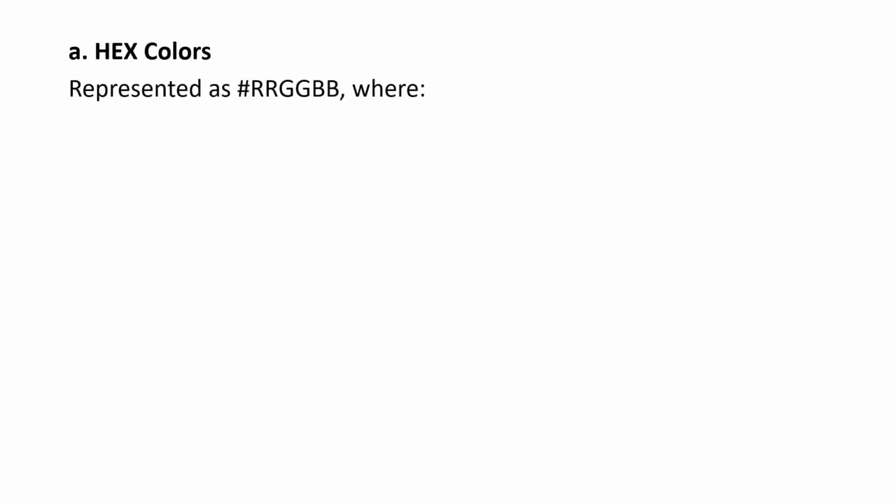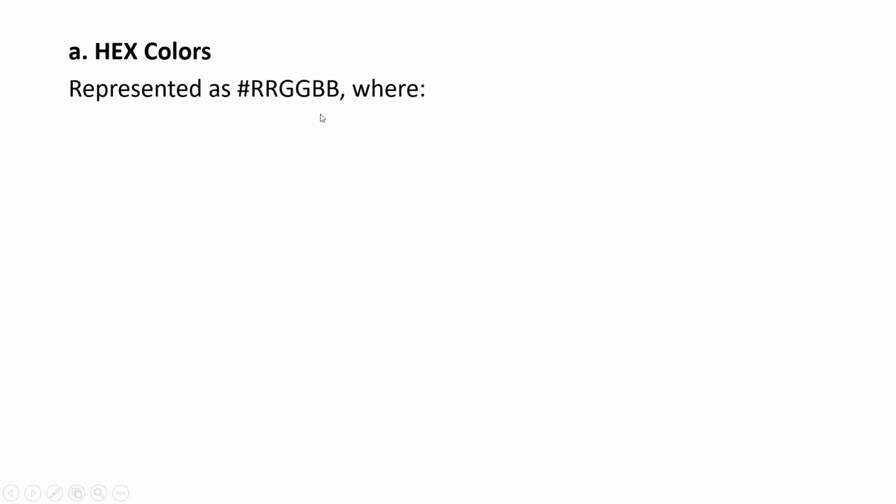So let's first of all talk about the hex colors, or what we call the hexadecimal color. You can see that the representation here is hash, then these 6 character values, right? So hash RR, GG, BB.